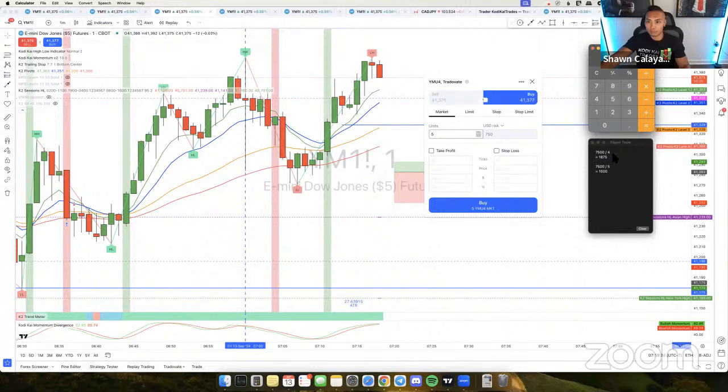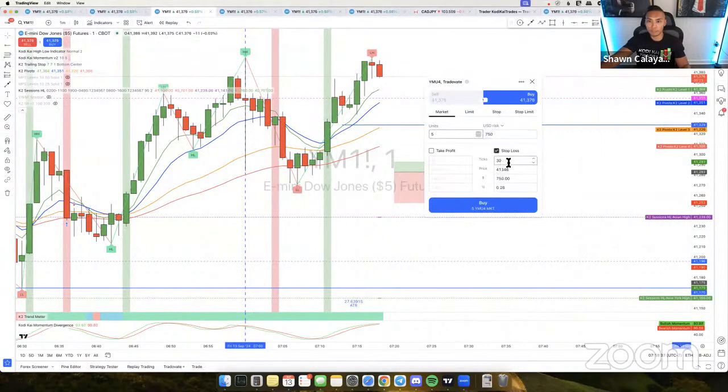In order to calculate that, you go over here to TradingView, 30 points stop loss. What was the number?